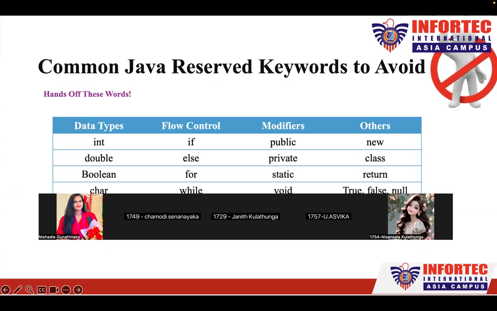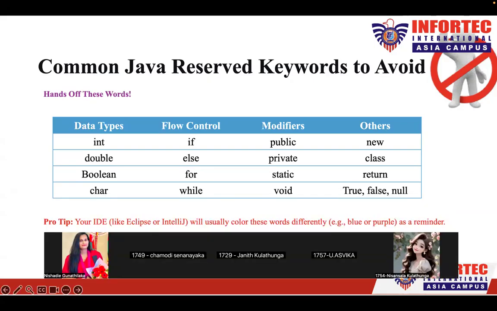In this table, I have 4 types of keywords. I have categorized them into 4 categories: data types, flow control, modifiers, and others. So when it comes to data types, especially when we handle data in our code, we use something called data types.